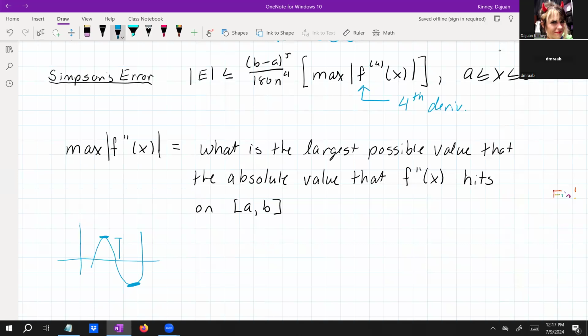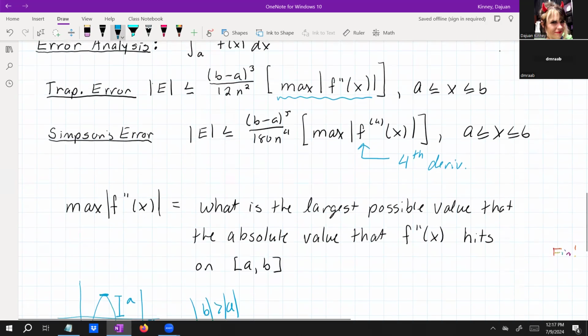So if this was A, this is B, if B is greater than A, absolute value wise, that's going to be your maximum. So be careful with the absolute values. And that is atrocious handwriting even for me. Remember, this notation of x parenthesis 4 means take the fourth derivative.